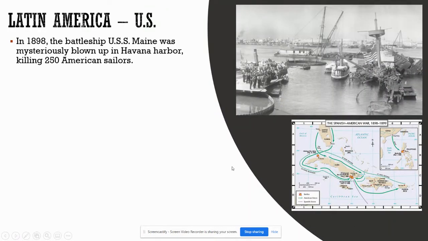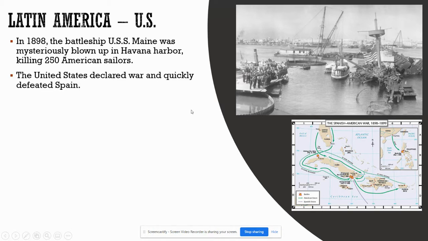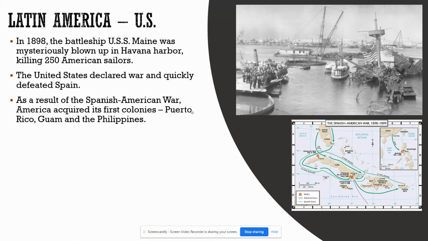So in 1898, the battleship USS Maine was mysteriously blown up while it was in the Havana harbor, and it killed 250 American sailors. So this gave us the excuse to go to war against Spain, which was a lot weaker at that time. So the United States declared war and quickly defeated Spain.